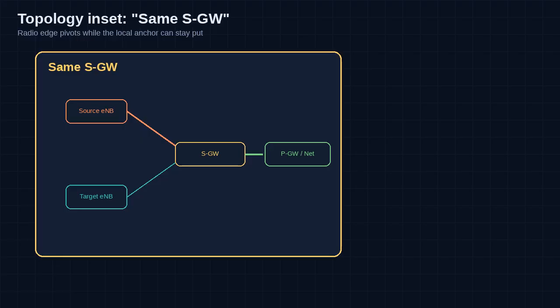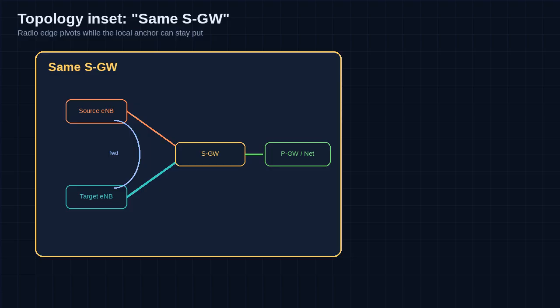On the right of the source figure sits a small topology box labeled Same SGW. It is easy to skip. It is also the quiet reason this handover stays organized. In this scenario, the serving gateway does not have to change when the UE moves from source ENB to target ENB. The radio edge pivots. The local user plane anchor can remain the same SGW. Bearer paths rearrange around that stable hub. Old S1 legs, forwarding legs, and eventually the new S1 leg to the target.